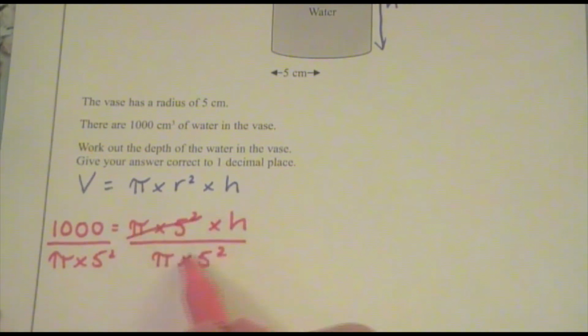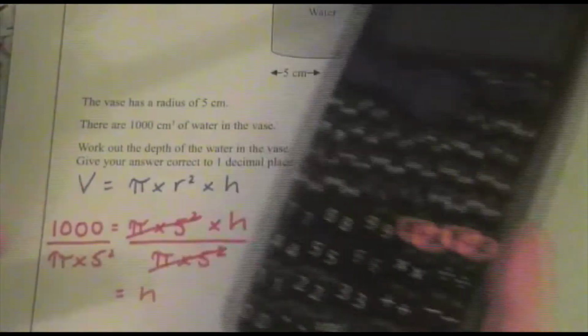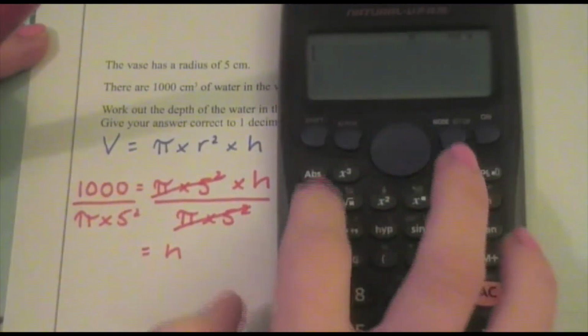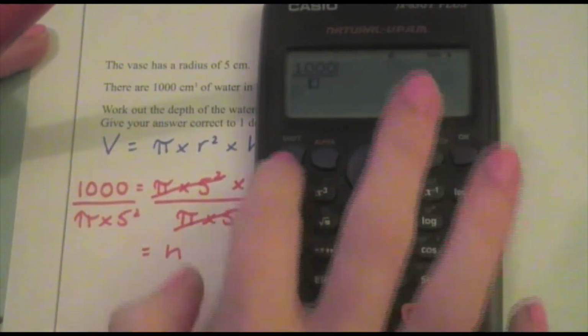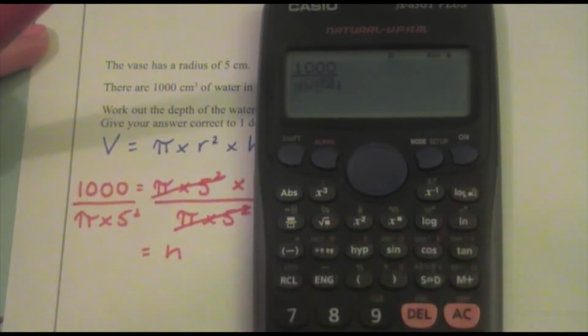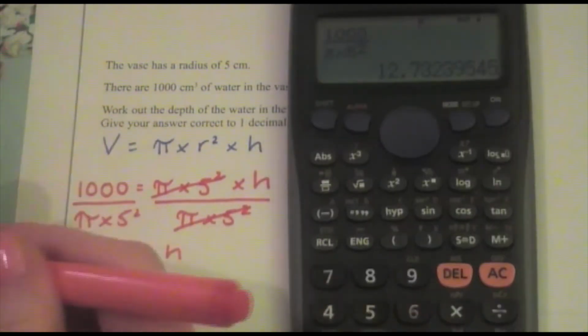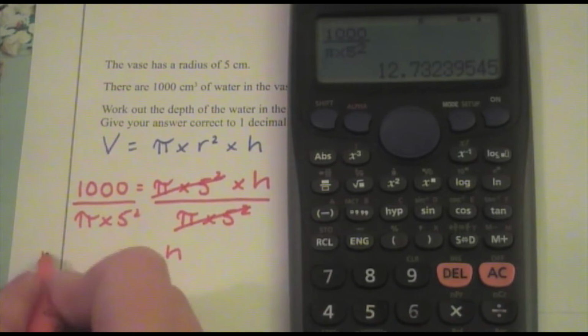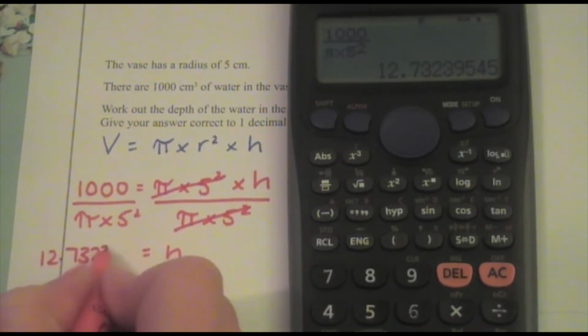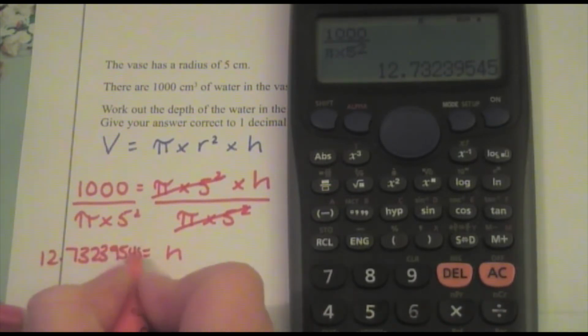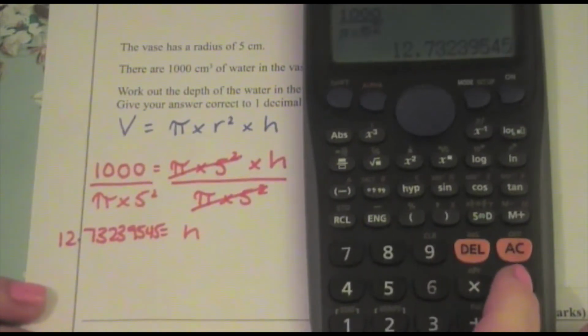Okay, that will mean that cancels with that, and I should just be left with h on the right hand side. And then I can work out what this is on the calculator. And it comes out as 12.73239545. Just about squeezed it in.